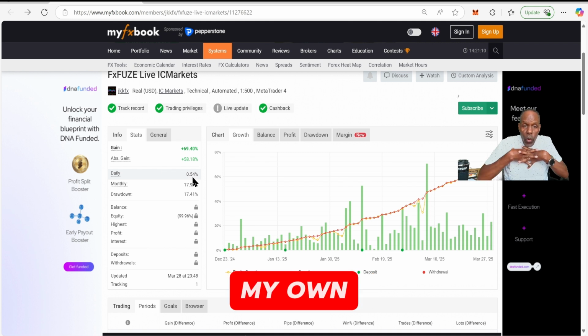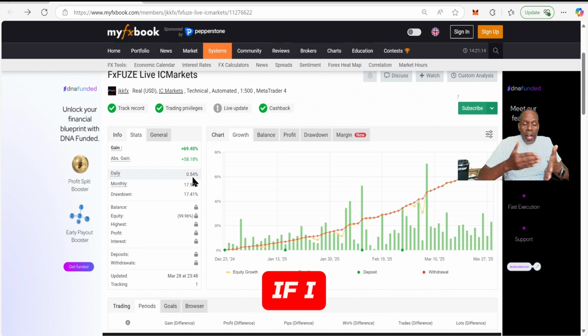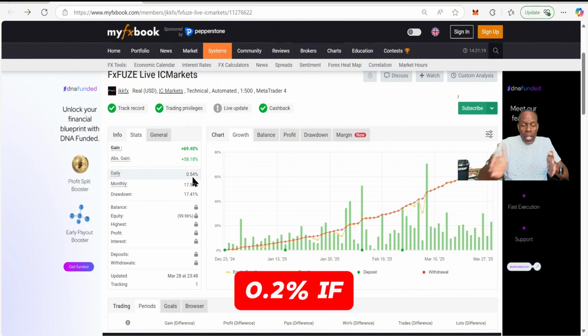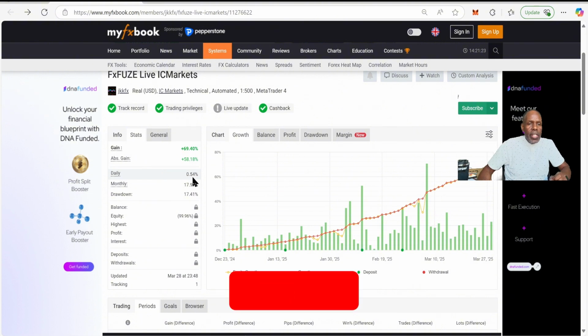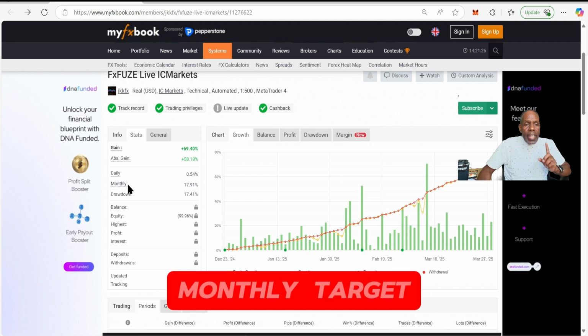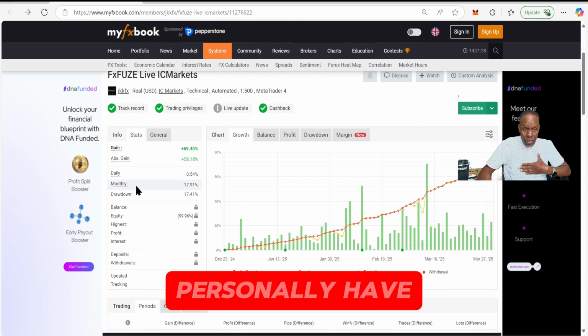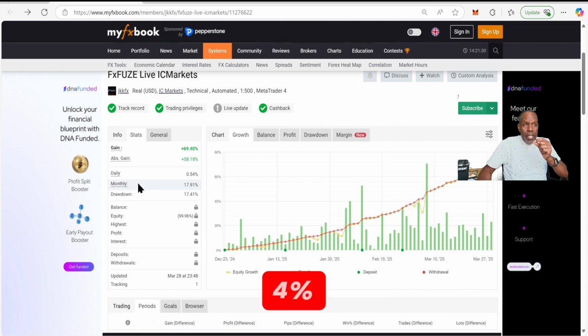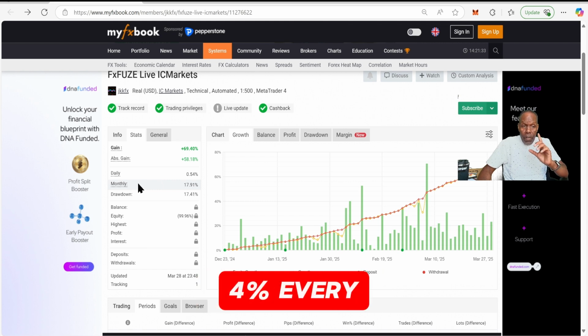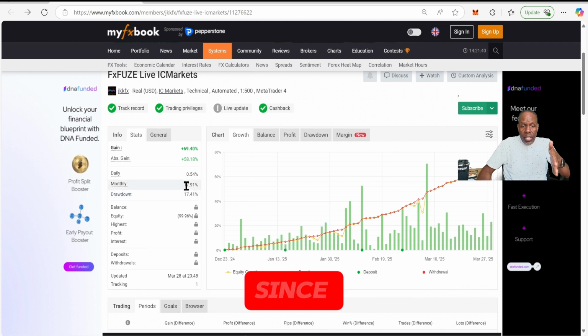In fact, my own conservative target per day is 0.4%. If I can, not even 0.4, 0.2%. If I can do 0.2%, for me, that is incredible. And the monthly target that I personally have is 4%. If I can achieve 4% every month, that is very good. But look at what we've been able to do on average since December.